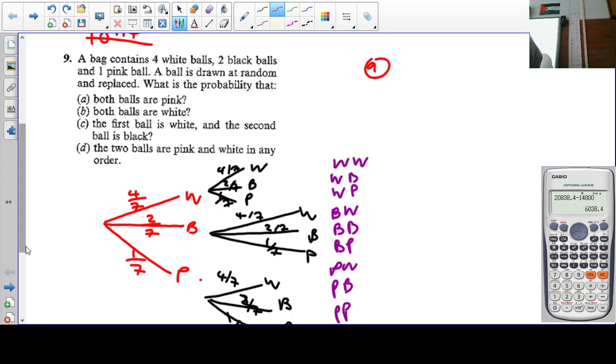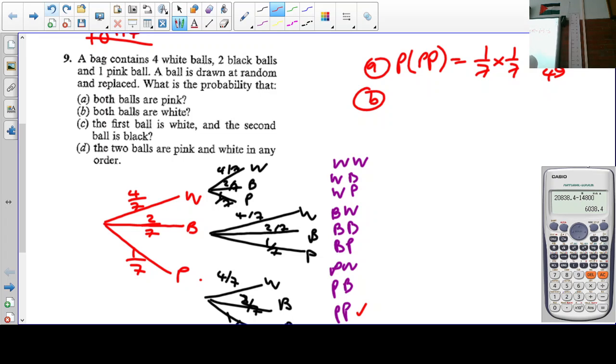So we follow that branch. The probability that both are pink is going to be, what's the probability in the first case? 1 out of 7 times 1 out of 7. You guys understand? 1 out of 7 times 1 out of 7, which is 1 out of 49.